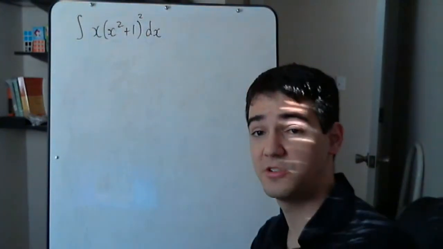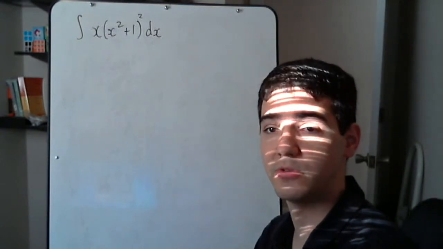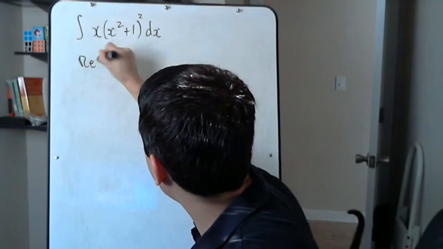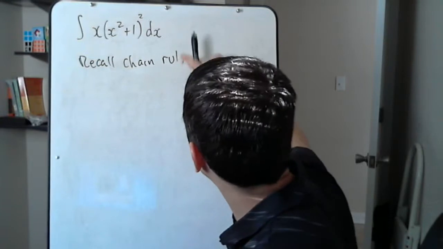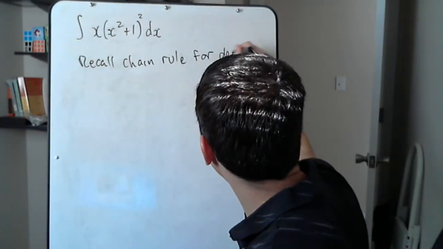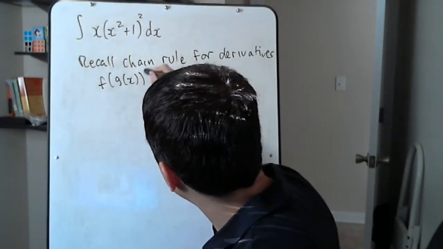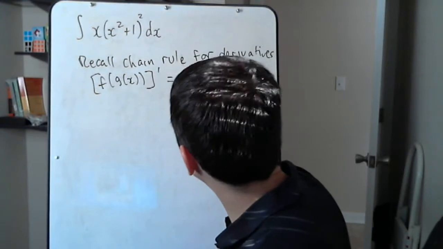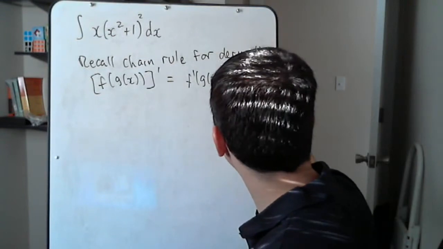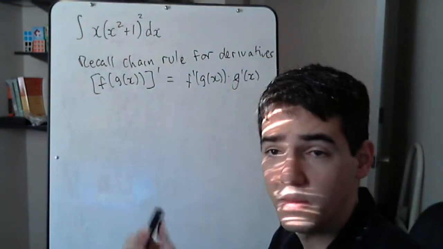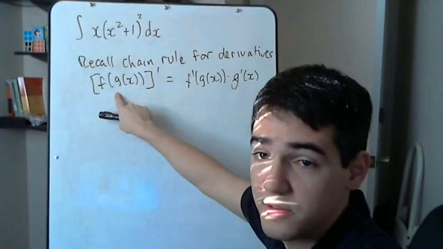The idea here is the u-substitution is essentially the chain rule backwards. And recall the chain rule for derivatives: the derivative of f of g of x equals f prime of g of x times g prime of x. Okay, remember that? So essentially we are going from here and we want to arrive at this.